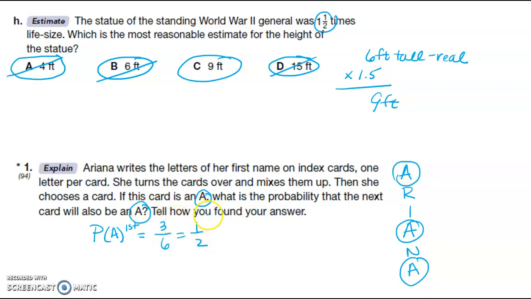Okay. But that's not what they're asking me for. They're asking me for the probability of the second A. So once one of the A's is out, the probability of the second A is going to be 2 out of 5.